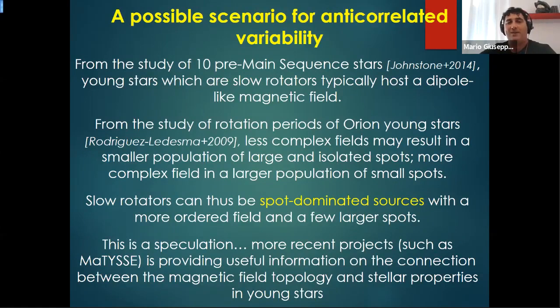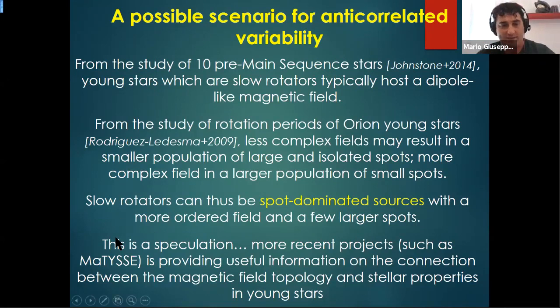We played a bit with the literature. We have used the results by other people to actually build a scenario in which the stars which rotate slower, the pre-main sequence stars which rotate slower, typically have a more ordered magnetic field. And this results in a population of a small number of spots, but larger. So something that you expect from spot-dominated sources. So in this speculation, because this is a speculation, anti-correlated sources are spot-dominated sources.